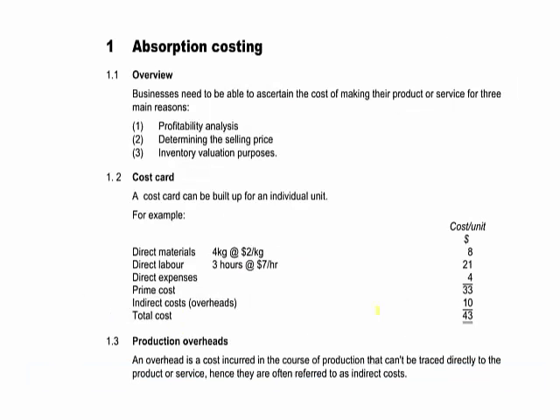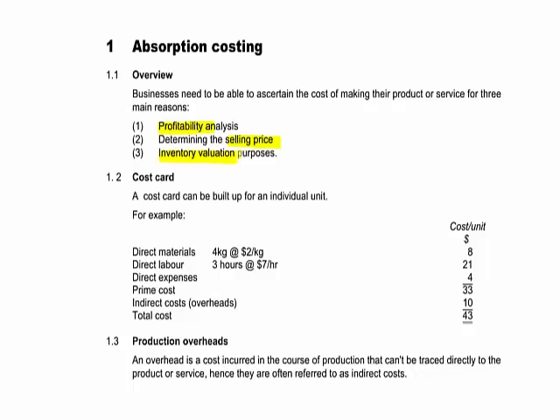So we've said before then in the course that businesses need to know how much it costs to make a product or service so that they can work out how profitable that product will be, if they know what the costs are, so that they can set a selling price, and profitability and selling price are very closely interlinked, but also to value inventory. And per the standards, inventory must be valued at its absorption cost, at its total production cost.